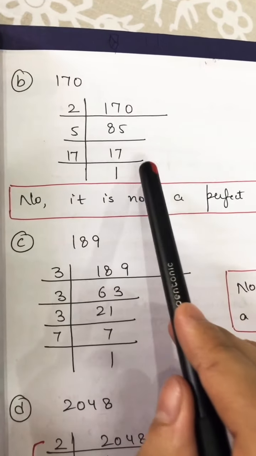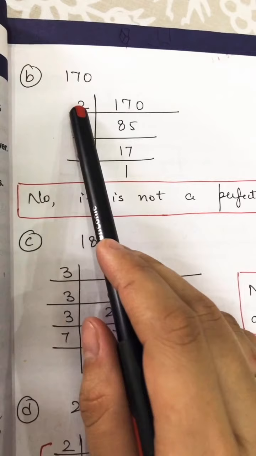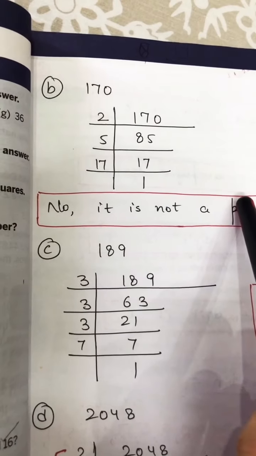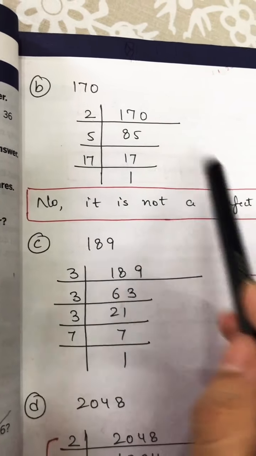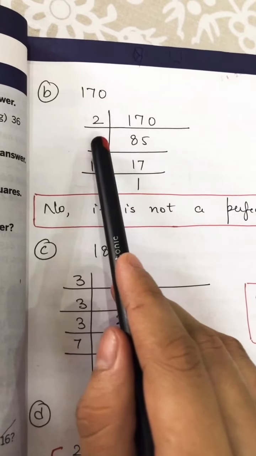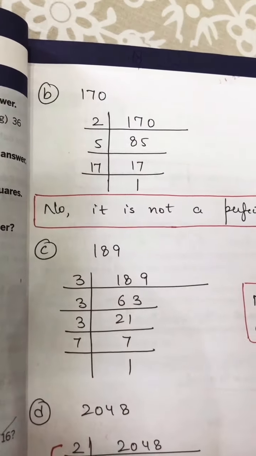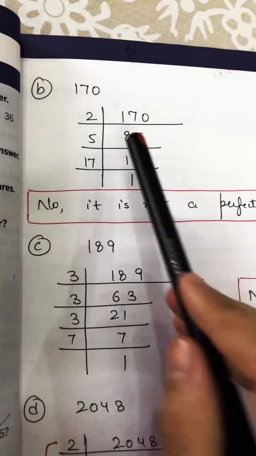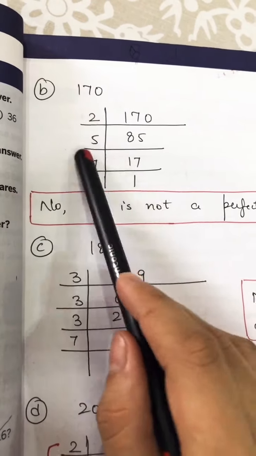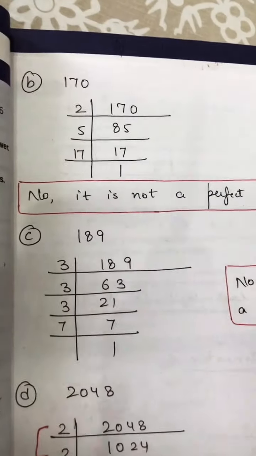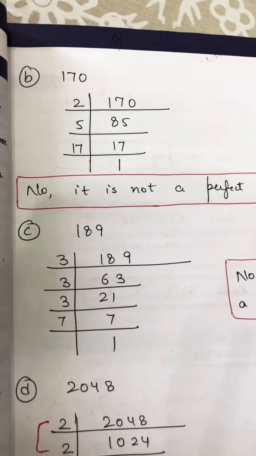A number is a perfect square when each number repeats 2 times. If 2 is coming 2 times and other numbers are coming 1 time, it is not a perfect square. Every number has to repeat 2 times, then it will be a perfect square. Otherwise, as in this case, it is not a perfect square. Now I'm going to start C part.